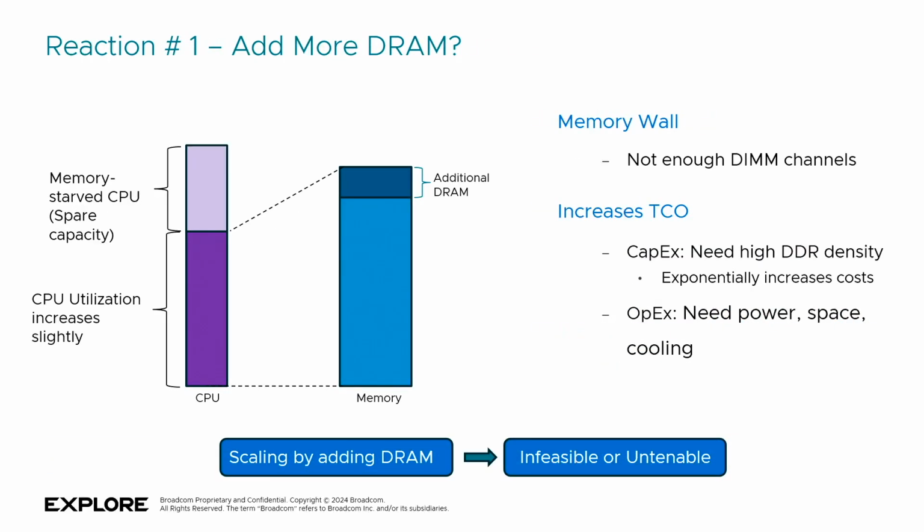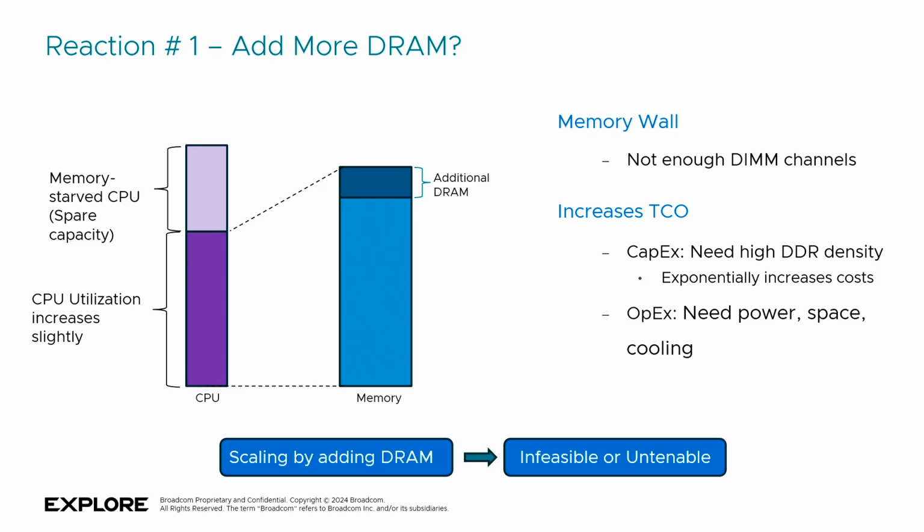So the first reaction we see is customers would like to add more DRAM. This is an easy way to solve the problem apparently. Just add more DRAM and see if you can increase the density. But unfortunately, it's not that simple because when IT admins provision their servers, they want to maximize their servers because they place their DIMMs in such a way that it uses all the DIMM channels, and thus they get really good bandwidth because it's spread out and they get good performance for their applications.